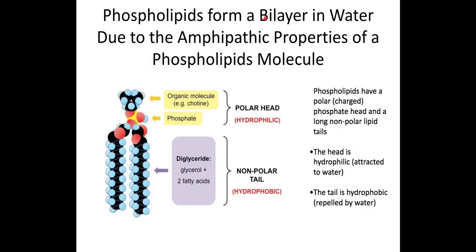Phospholipids will form a bilayer in water due to the amphipathic properties of the phospholipid molecule. Phospholipids have a polar charged phosphate head that is attracted to water, and two long nonpolar lipid hydrocarbon tails that are repelled by the water. Because of these amphipathic properties, the phospholipid will orient itself so that a bilayer is created that only allows certain molecules to actually enter a cell.